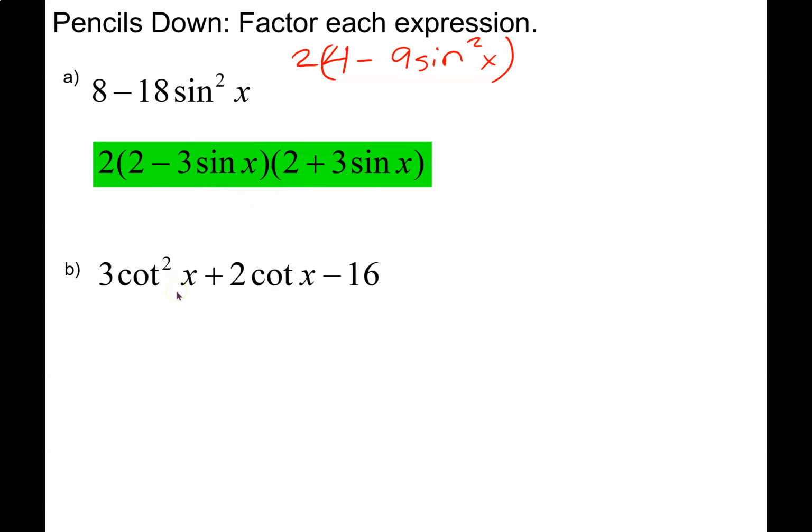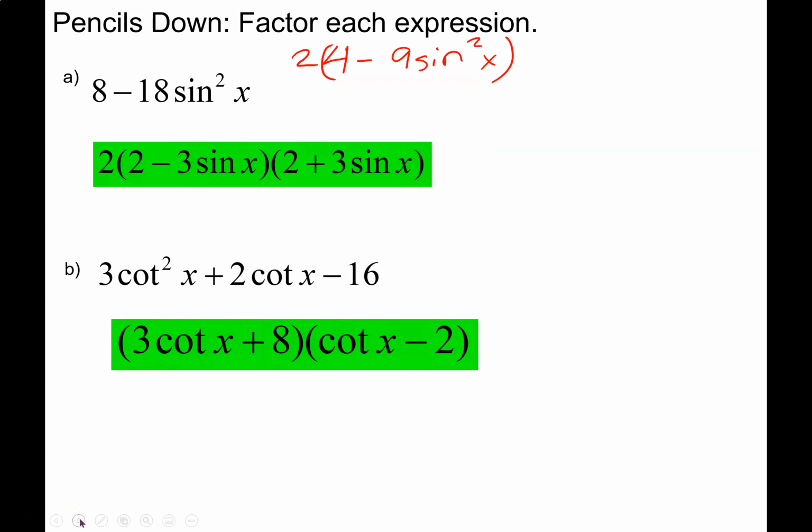All right, now here we have 3 cotangent squared x plus 2 cotangent x. All right, this is when you had your polynomial, your trinomial, remember? This is similar to that. So when you factor it out, here you would have 3 cotangent x plus 8 times cotangent x minus 2. We'll do some more in the homework, okay?